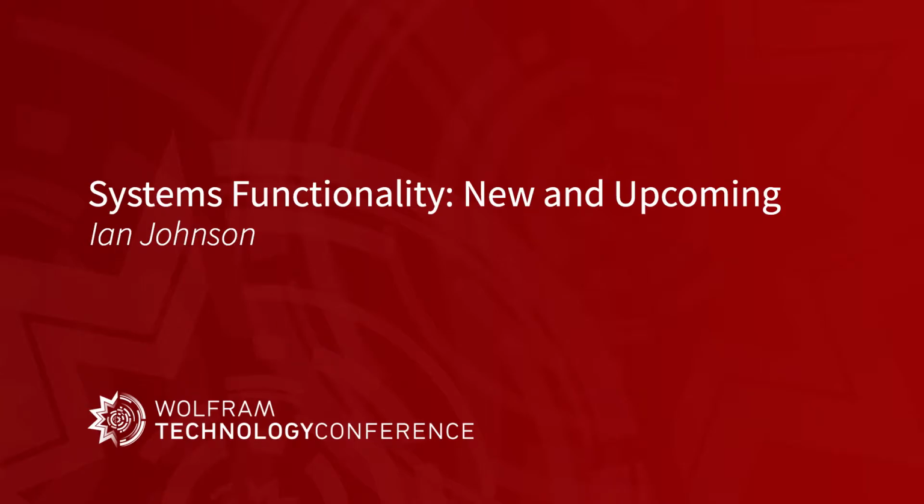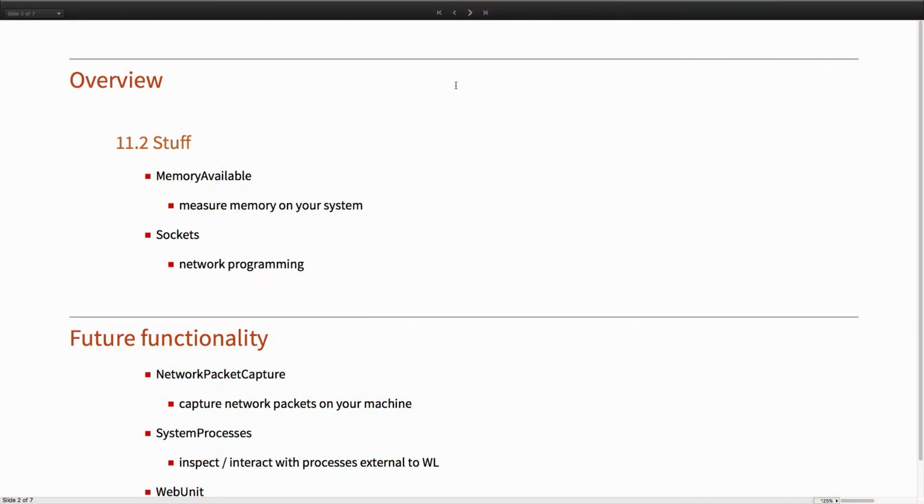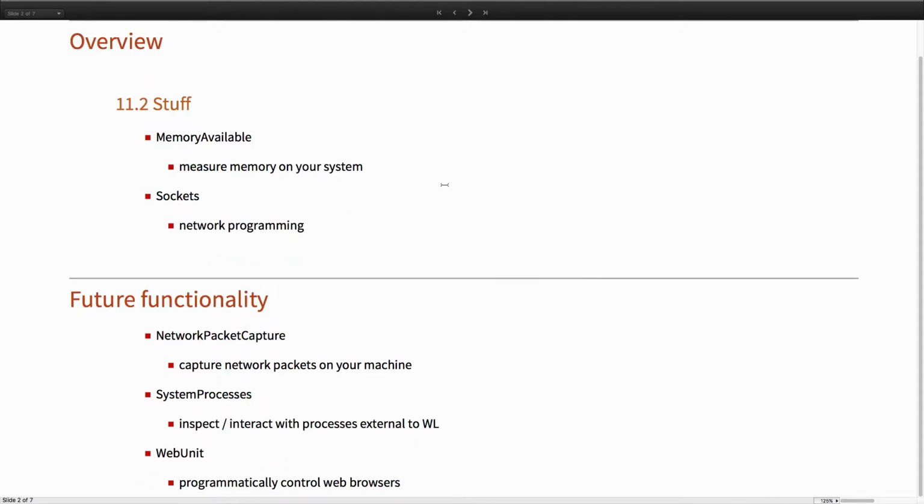So this talk is going to be about systems functionality in the Wolfram language, both some new stuff that's in 11.2 that you can use, as well as some future functionality that we'll be adding in later releases. The 11.2 stuff that you can play around with right now is memory available and some other system measurements that you can do with that, as well as some network programming using the new sockets functionality that we have in the Wolfram language.